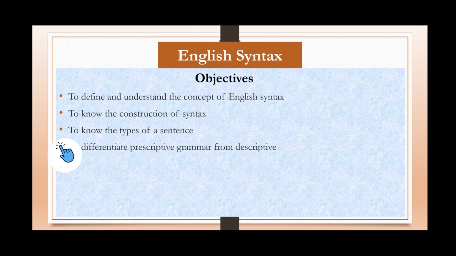The third objective of this session is to know about the types of sentence, because there are several types of sentence. So we will discuss all types of sentence in this session. And the fourth is to differentiate prescriptive grammar from descriptive. What are the differences between the prescriptive approach and the descriptive approach? So let's begin.